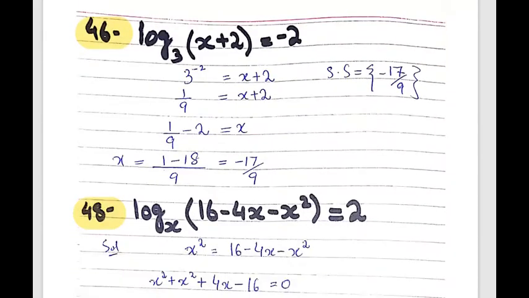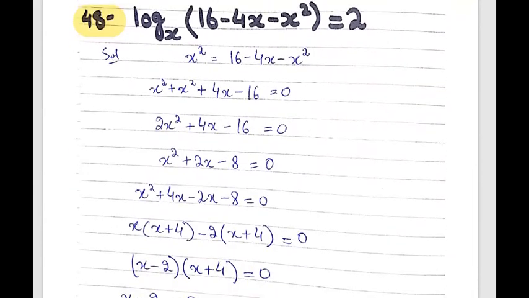Now question number 46 is simple, and I solved this question as well. 3 raised to power minus 2 is this one. We can write 3 raised to power minus 2 as 1 over 9. Solve this question and you can easily get the answer.